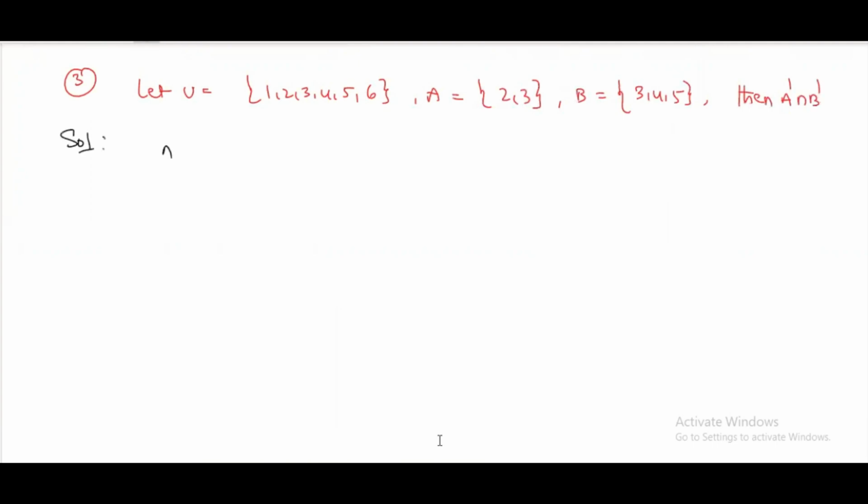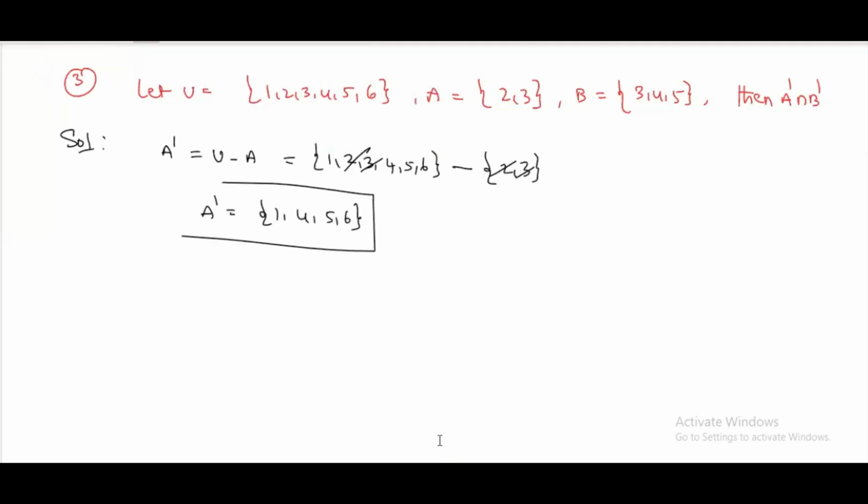So first let's find A complement. A' is U − A. That means {1, 2, 3, 4, 5, 6} − {2, 3}. So here 2, 3 cancel in both. So we'll get A' as {1, 4, 5, 6}. So this is the A complement.